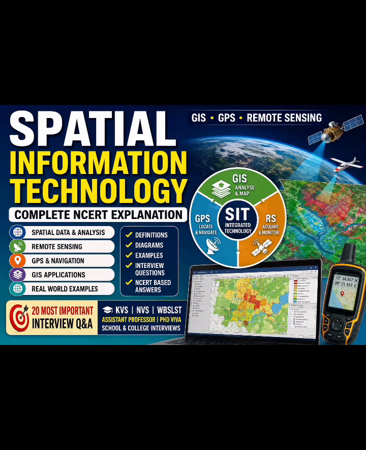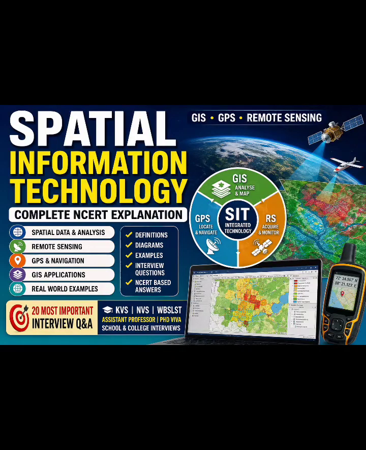Example, in flood management, remote sensing provides satellite images, GPS identifies field locations, and GIS analyzes the affected areas to prepare flood maps. Next question, discuss the major applications of spatial information technology in India.